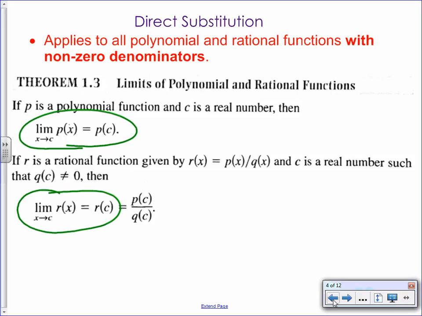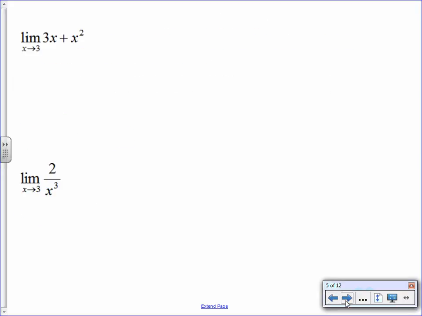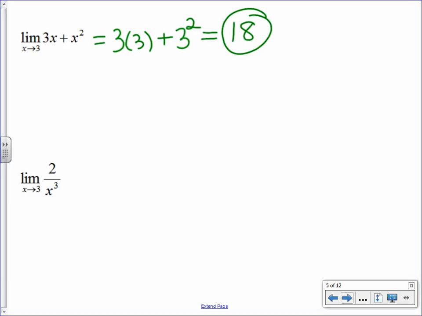Are we ready? Here we go. So, first of all, the limit as x approaches 3 of 3x plus x squared. Okay? We have a polynomial. All we have to do is do what with that 3? Plug it in. Direct substitution. So our limit is 18, because on our polynomial we have the coordinate (3, 18). As we approach the x value of 3, we are approaching the y value of 18.